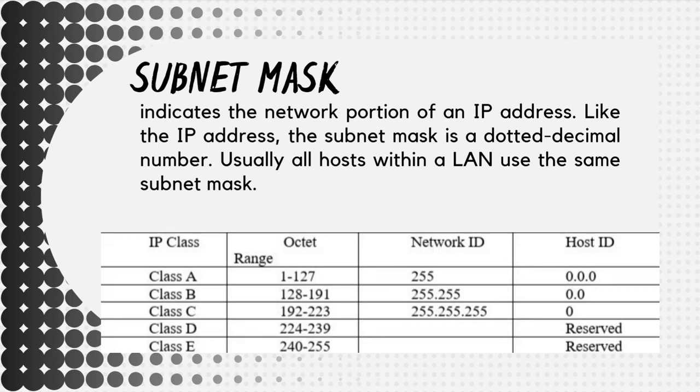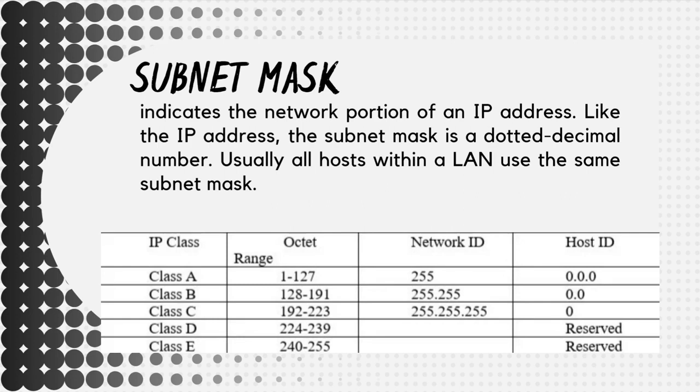So let's take a closer look at these classes. In class A, the octet range is from 1 to 127 with a network ID of 255 and host ID of 0.0.0, indicating that the first octet of the IP address is the network portion. And for class B, the octet range is from 128 to 191 with a network ID of 255.255 and host ID of 0.0.